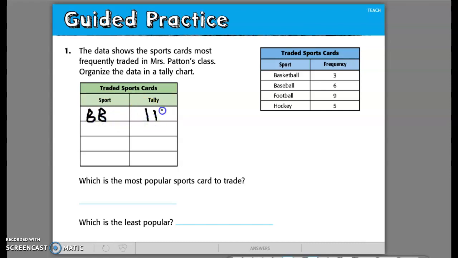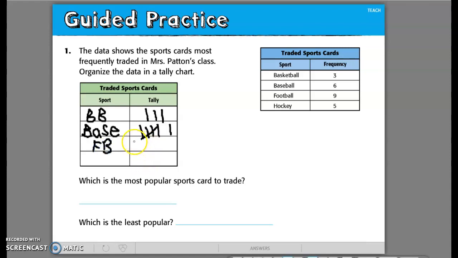I got a little ahead of myself there. This one is baseball. So if you want to write base, so you know that it's not basketball. Or if you want to write the whole word, that's fine too. I just know I'm going to have trouble spitting it. And we will put 6 tallies. Remember, when we get to 5, we do the slash, and then we add 6. For football, I'm going to write FB.